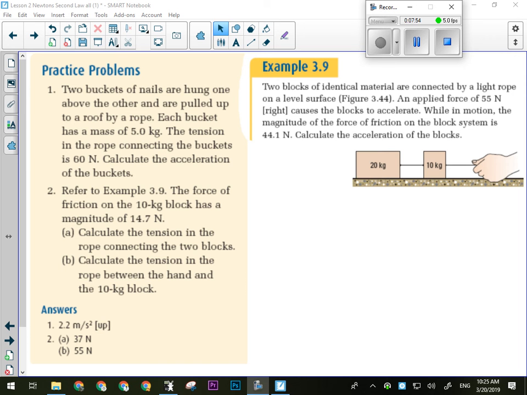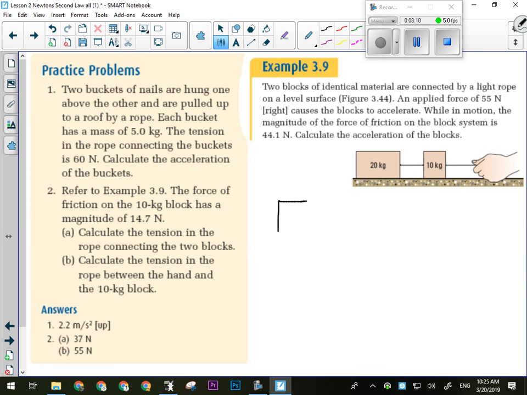Okay, so number 1, again, is not a mathematically difficult question, but it's contextually difficult. Okay, and that's, again, where the difficulty comes in with Newton's second law stuff. So I've got 2 buckets of nails hung one above the other, and they're pulled up to a roof by a rope. Each bucket has a mass of 5 kilograms.